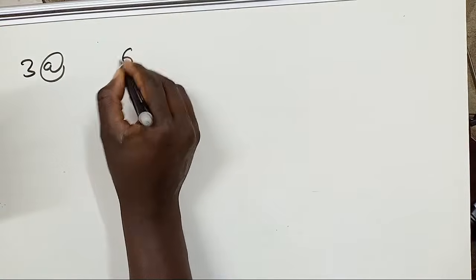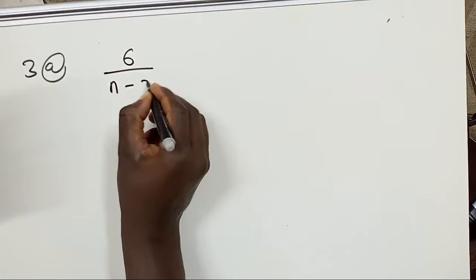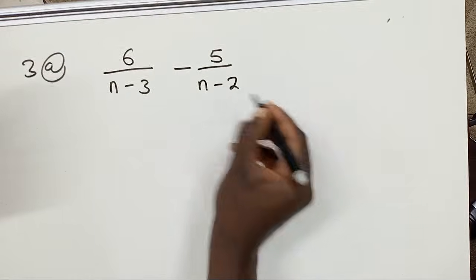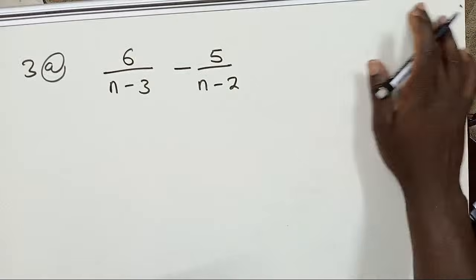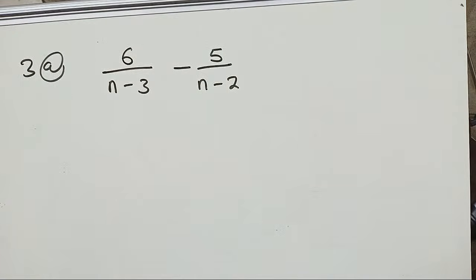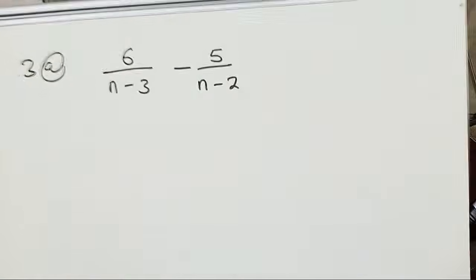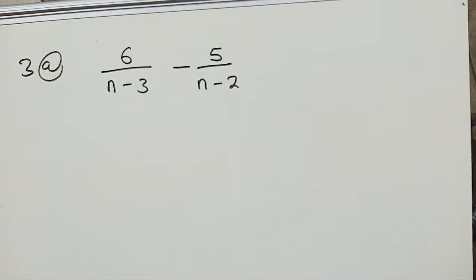So question 3, we've been given the expression. The expression looks like this. We have 6 over n minus 3 minus 5 over n minus 2. And they want us to express this as a single fraction. Okay, so we have 2 fractions, so how do we make a single fraction out of this?